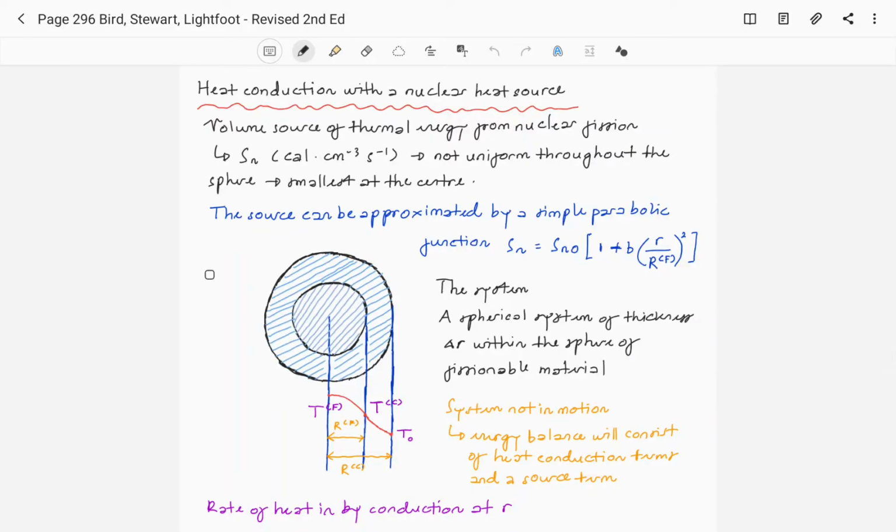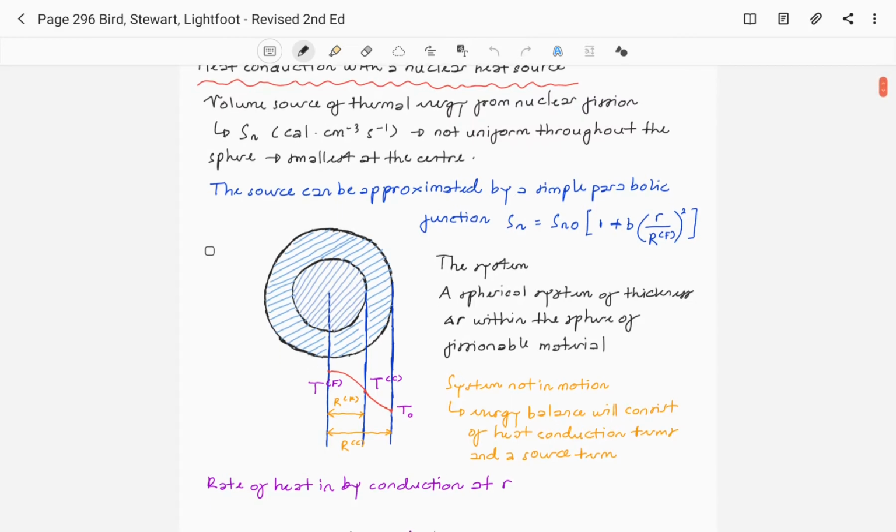In this video, we are covering the second example in heat transport, heat conduction with a nuclear heat source. So we consider a spherical nuclear fuel element. The system is this one. In the center of the sphere we have a nuclear fuel element. It consists of a sphere of fissionable material with radius RF.